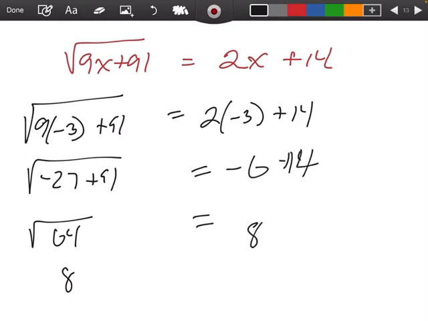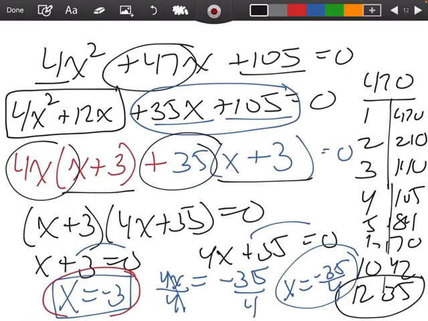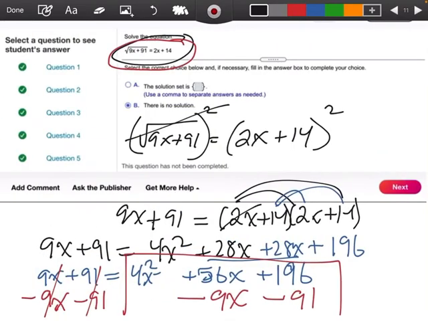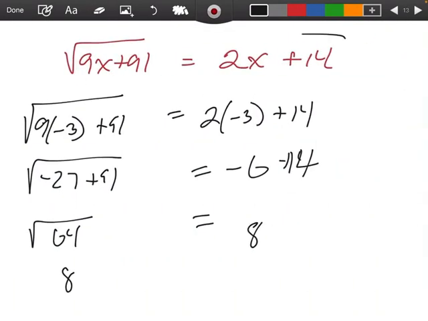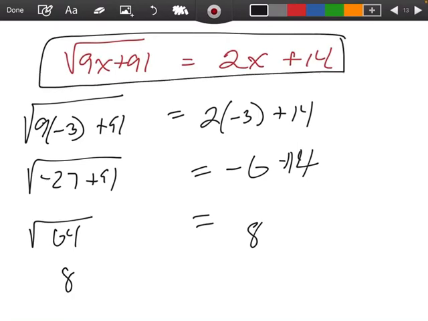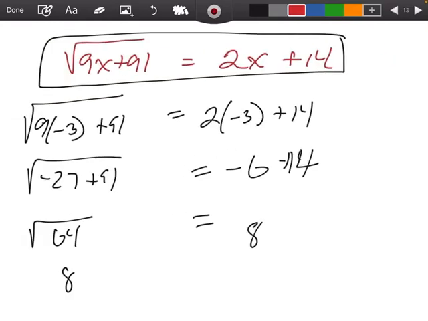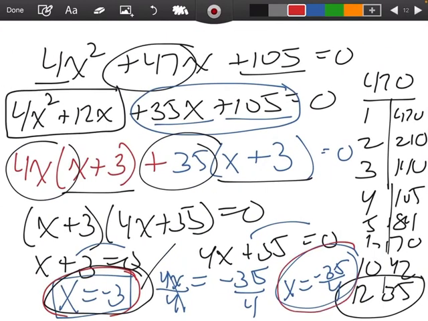Okay, so far what I know is that negative 3 seems to be an answer that's going to work. So this is great. We at least got one answer. So far right here, I would definitely put negative 3. I don't know if I'm going to put another one or not. Okay. So now I'm going to take this part right here. Square root of 9x plus 91 equals 2x plus 14. And we have one other answer to check. We need to check negative 35 over 4.